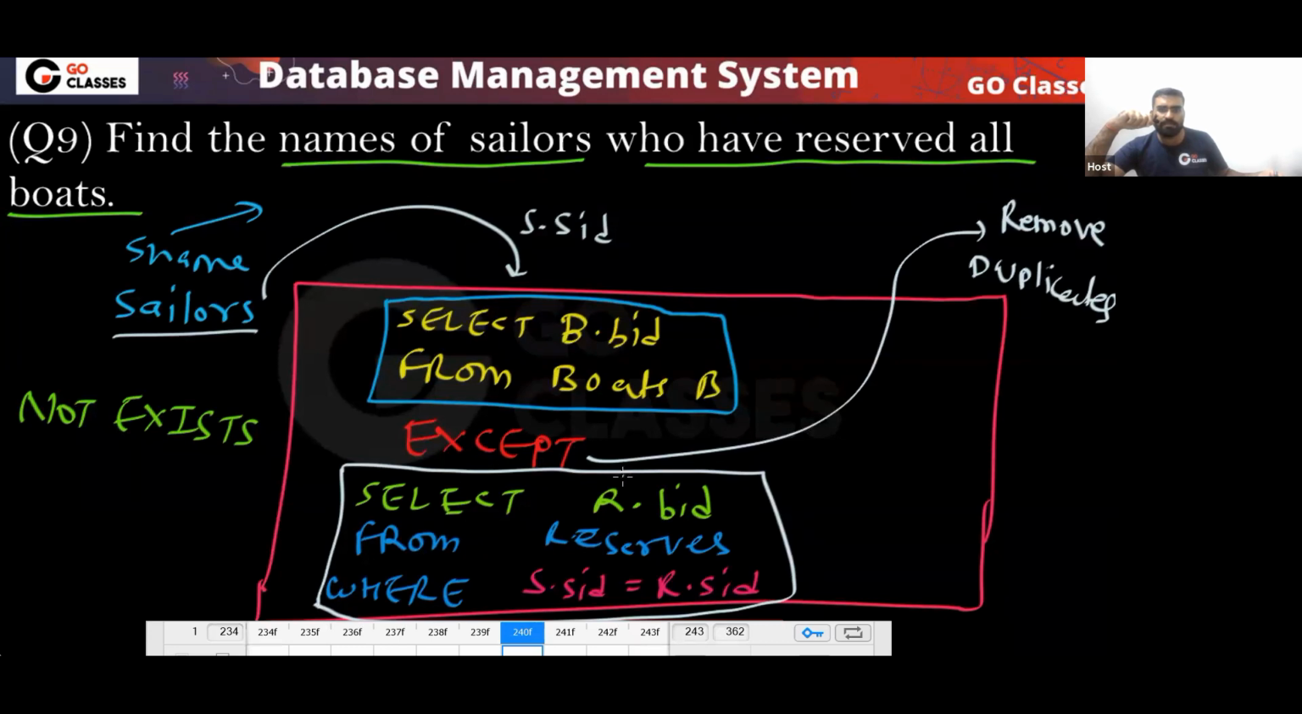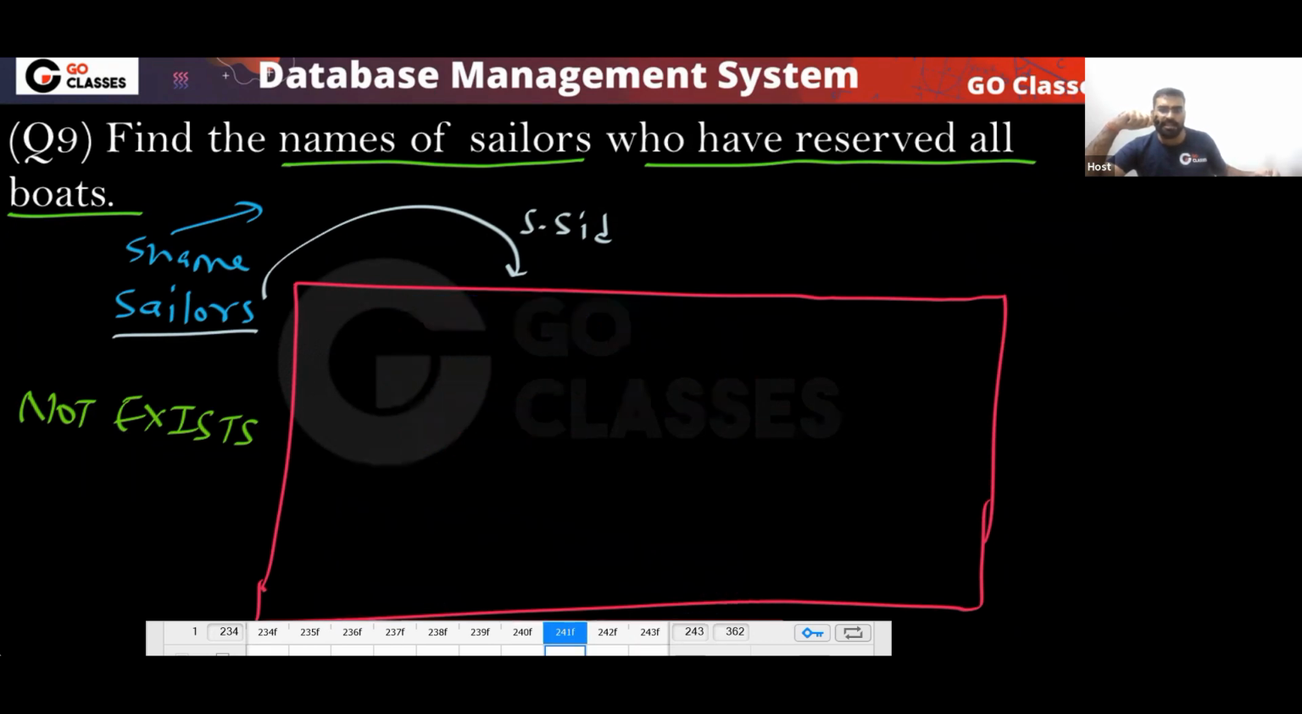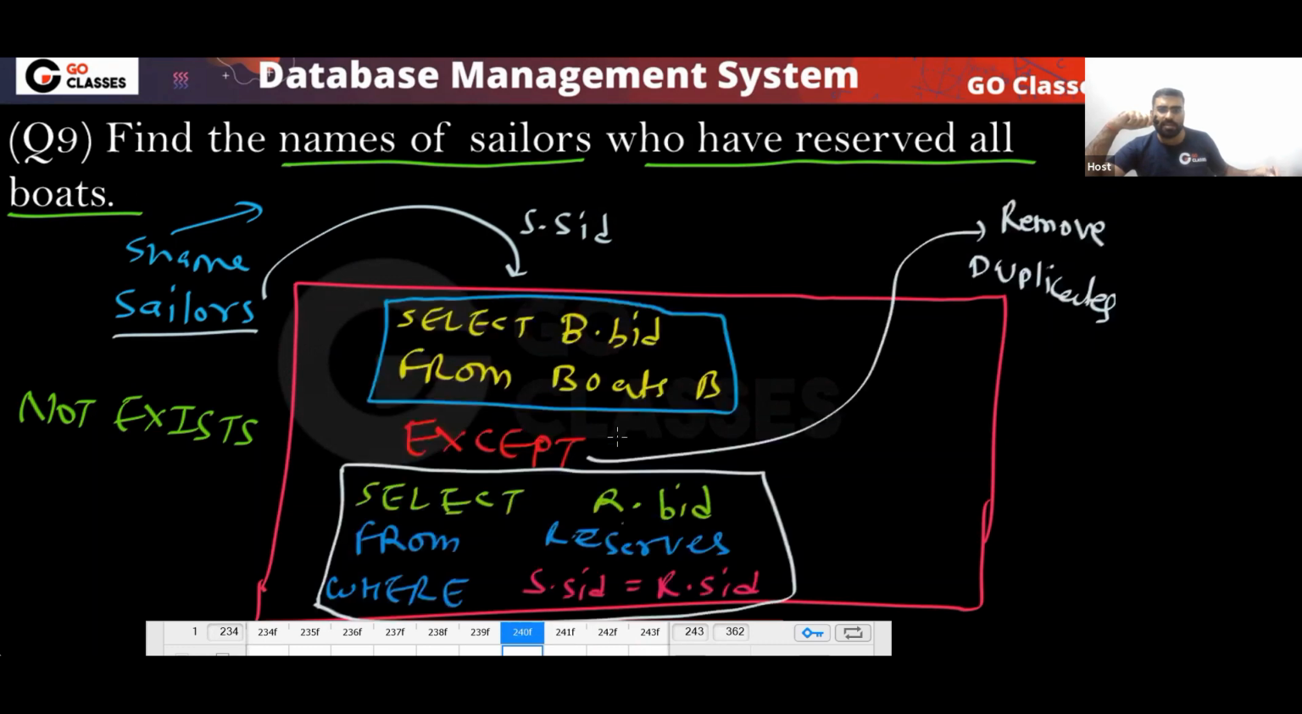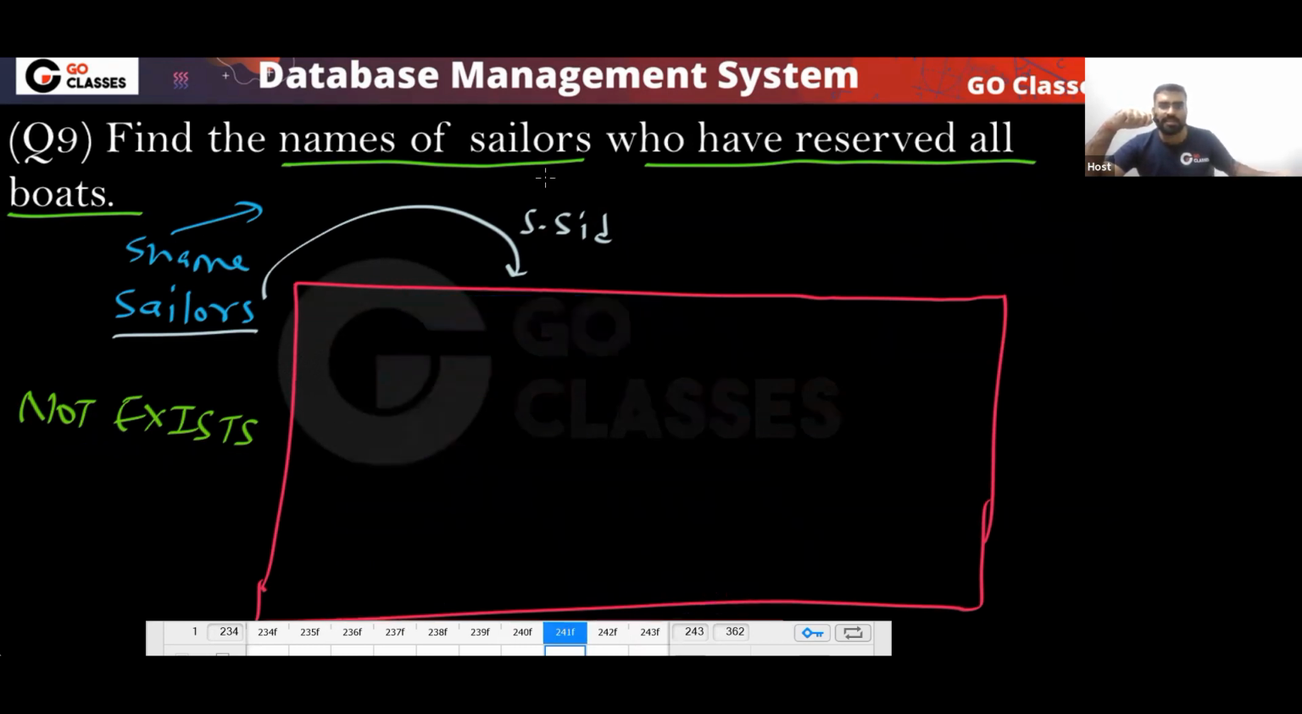You can send the BID inside. Again, from here you can send the BID inside. So this should not exist. What should not exist? You can find those BIDs for which there is no row of this type. Very simple.